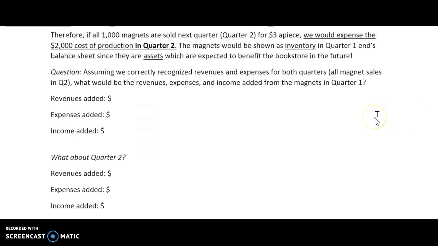Assuming we correctly recognize revenue and expenses for both quarters with all the magnet sales in quarter 2, but recall that the magnets were actually produced in quarter 1, what would be the revenue, expenses, and income added from the magnets in quarter 1? And down below, over here, we have what about quarter 2? What we'll do here is, I'll give you a minute to go ahead and try this, and we will cover the solution in the following video.